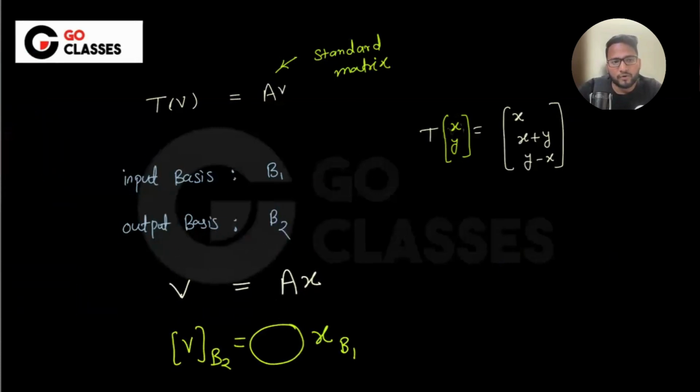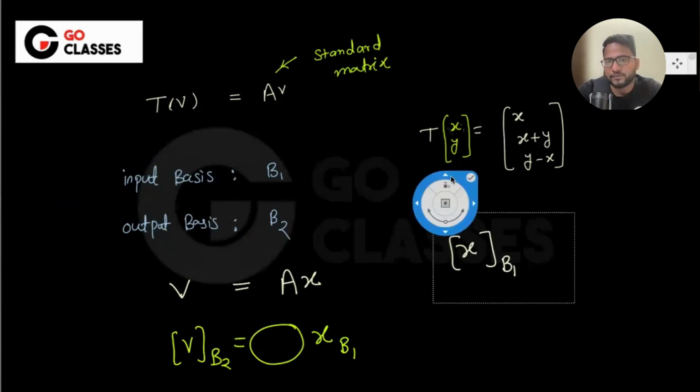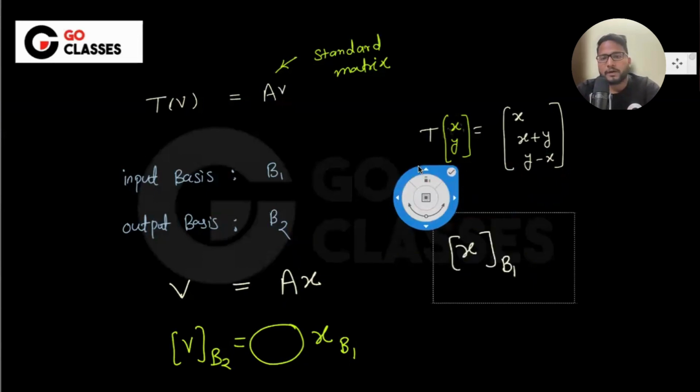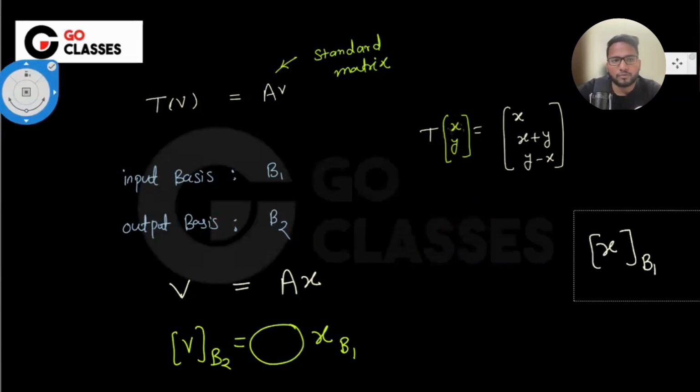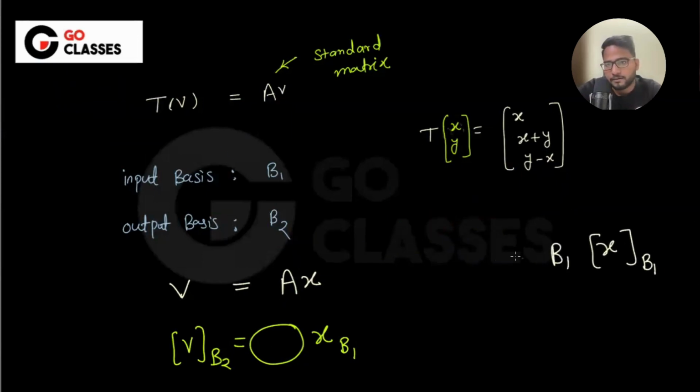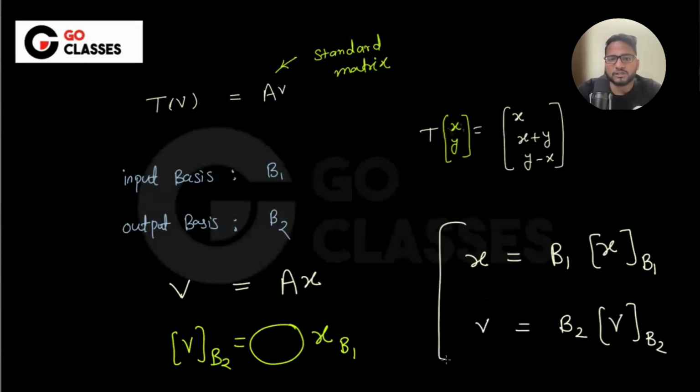Now let's see if you can find this matrix. So what is the relationship between X in B1 and X? As you know, X in B1 multiplied by the matrix B1 is equal to the normal X, right? Similarly, V in B2, because I want that in B2, multiplied by the matrix B2 will give you this V. Are these two relations fine to everyone?